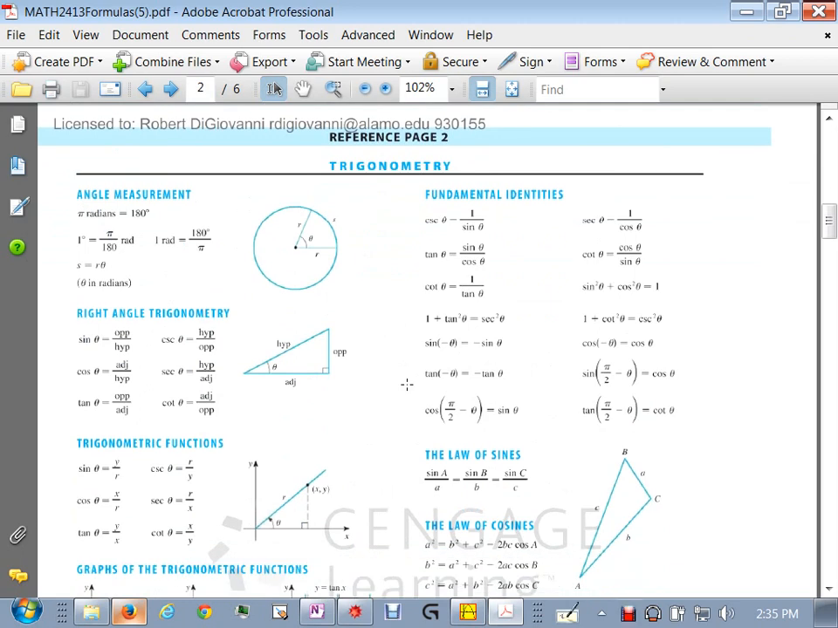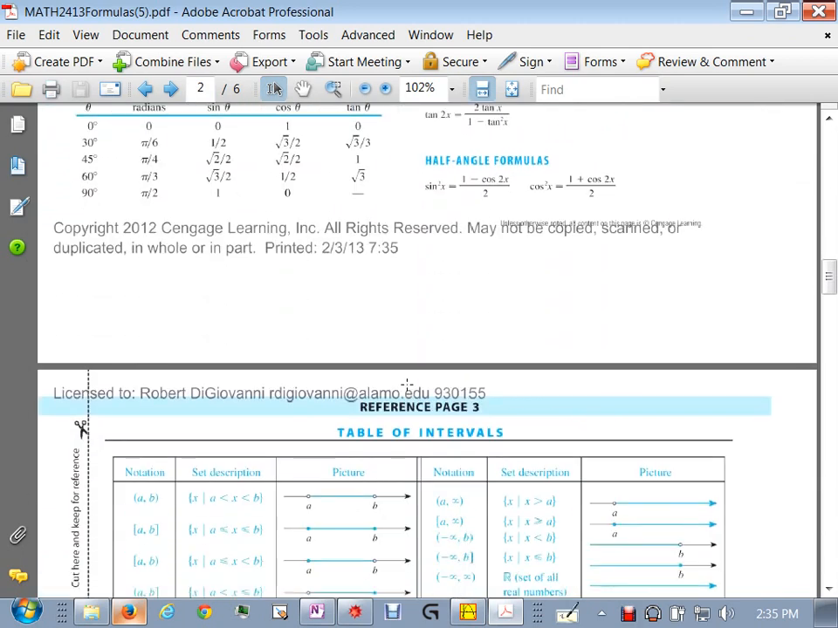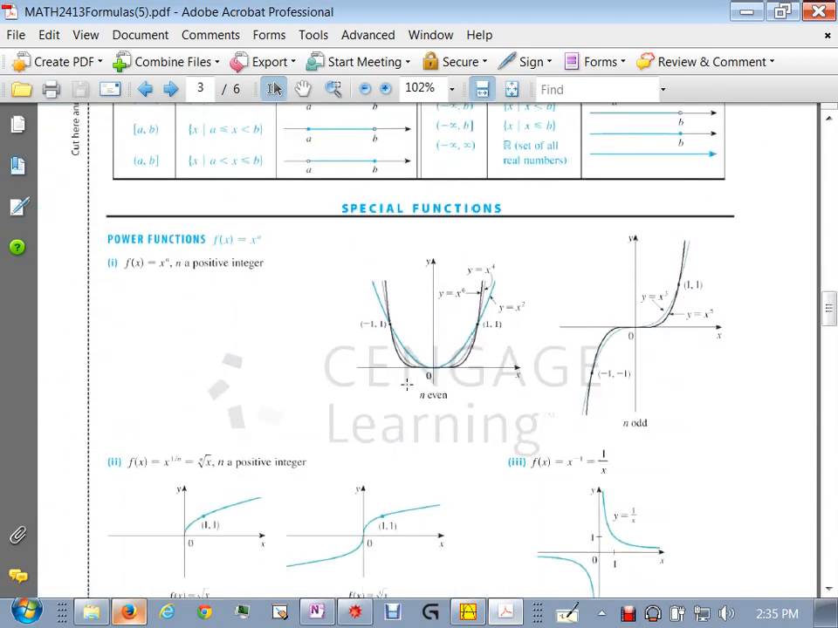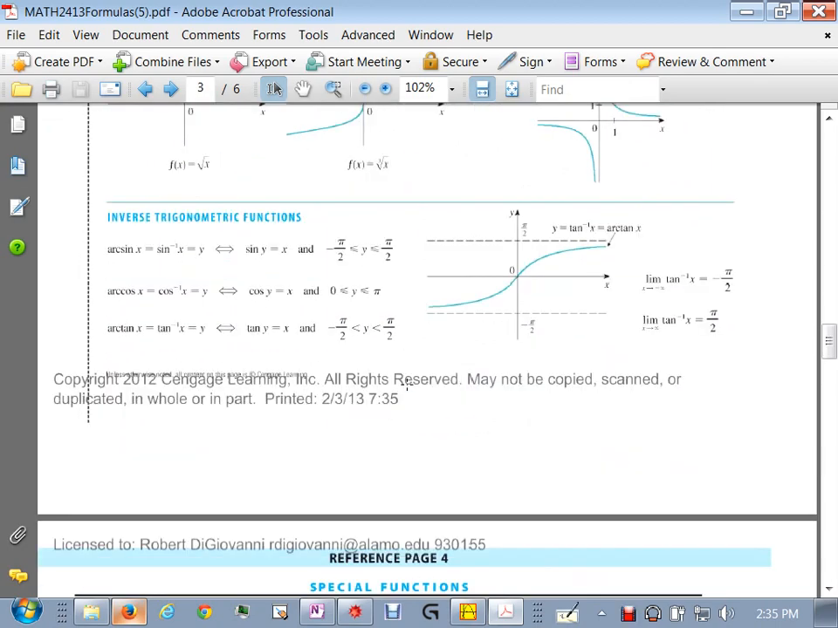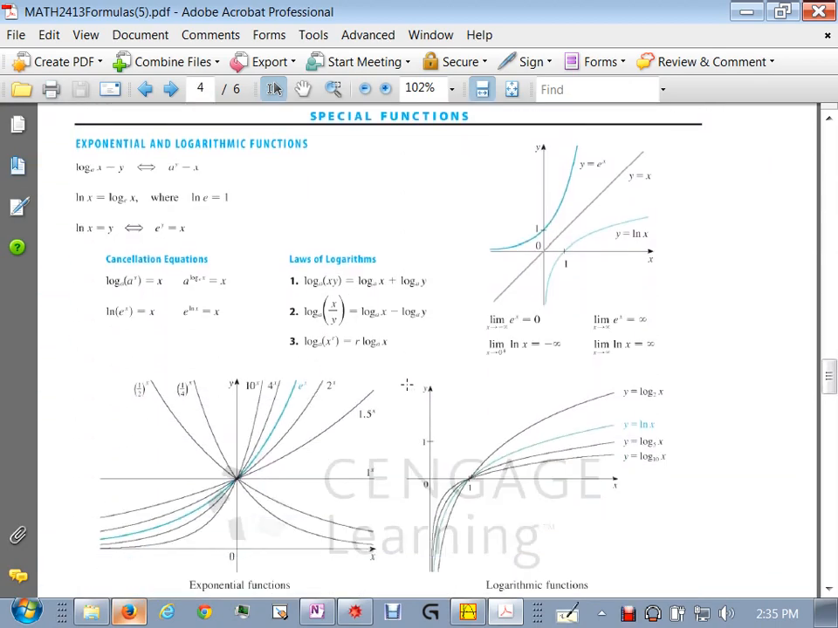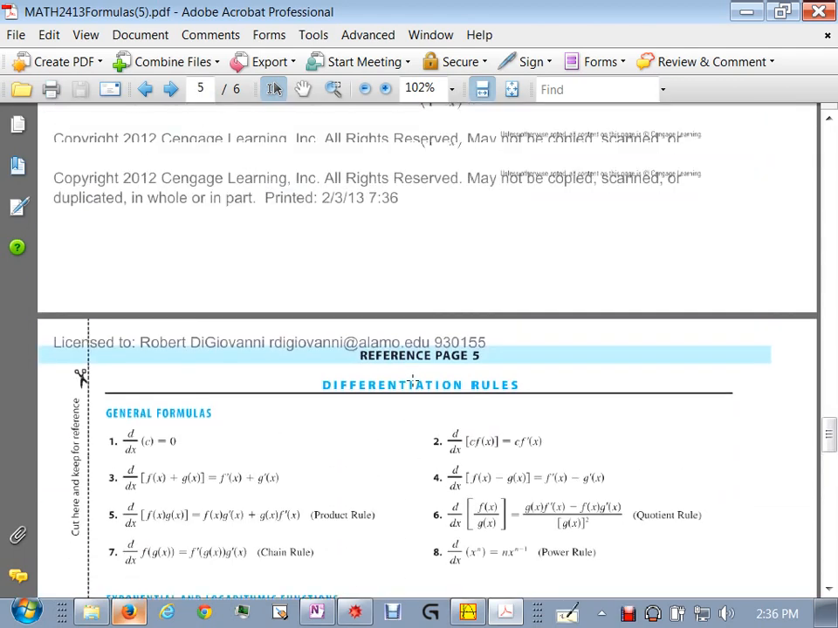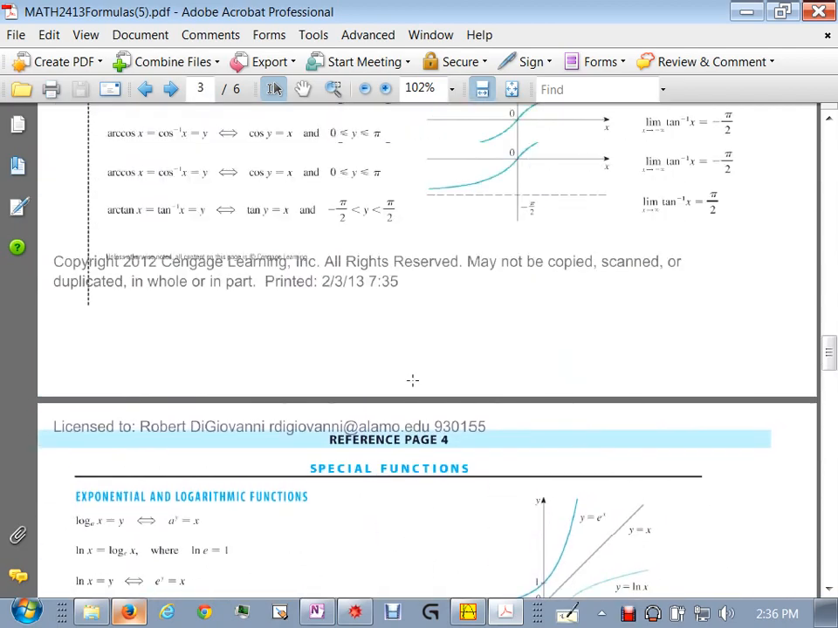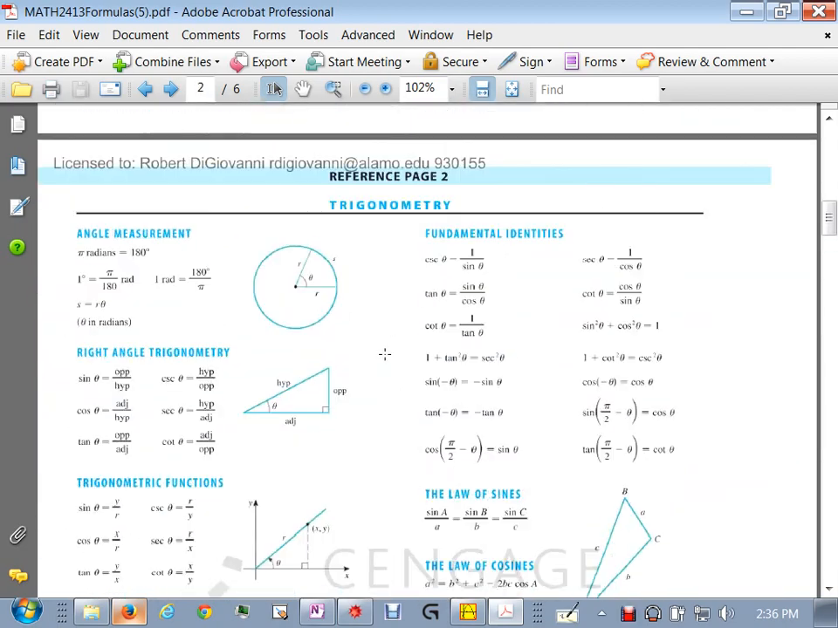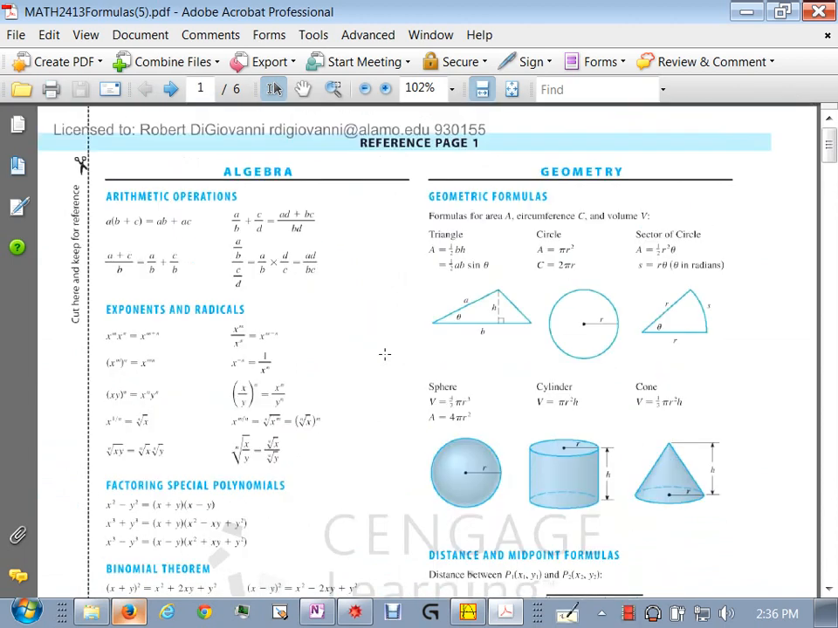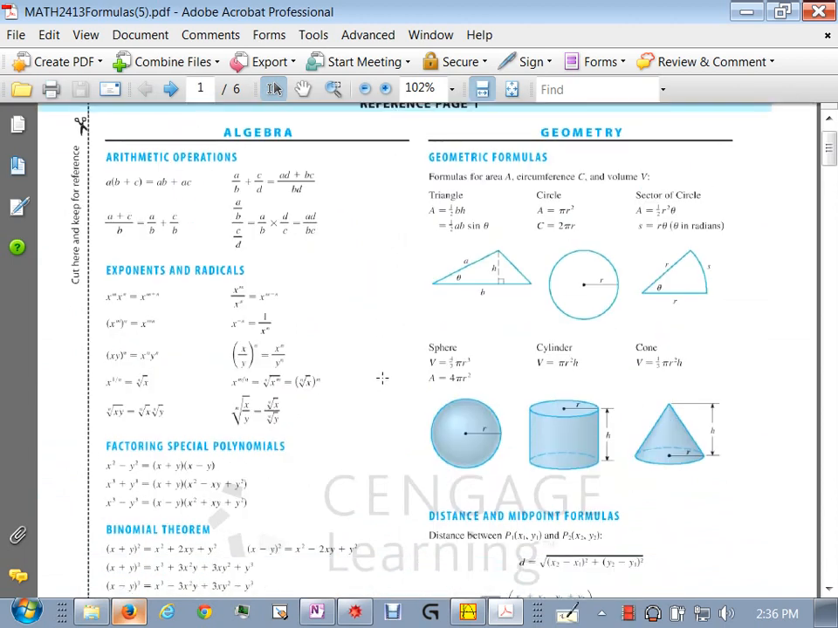So you can have reference page 2. I don't think you really need that or that. Yeah, and all that, we haven't even gotten there. So all you need is reference page 1 and 2. You can have that, okay? Don't bring the whole stack, just reference page 1 and 2. They can be on separate paper, that's okay.